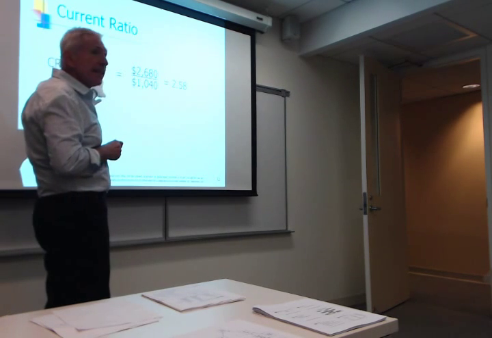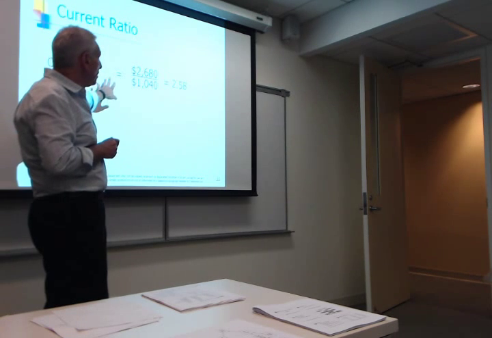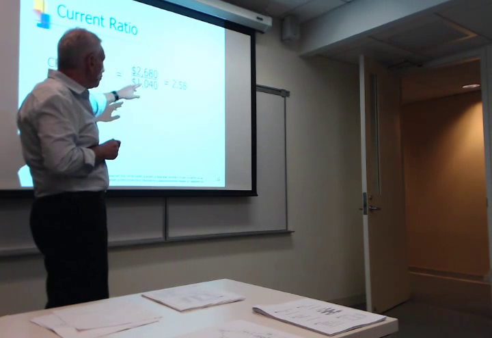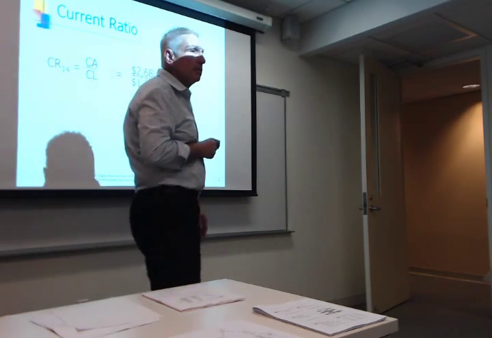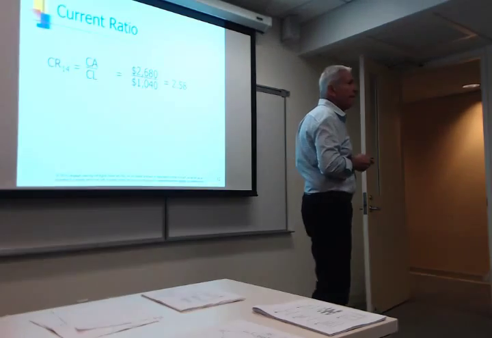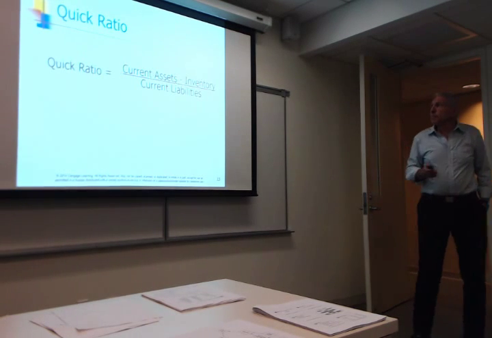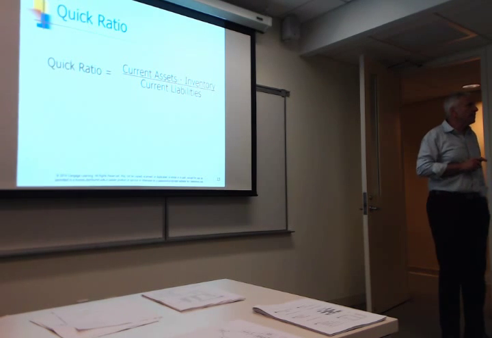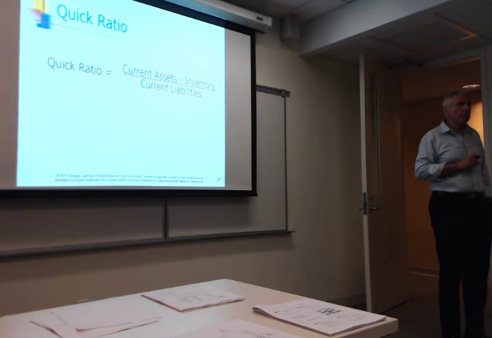So if you go to your current assets for 2014, you'll see 2,680. And if you took your liabilities, you'll see the 1,040,000. Everybody following? Now the quick ratio is basically the same, except you take inventories out of the numerator.